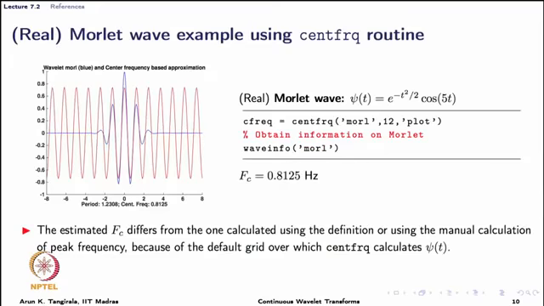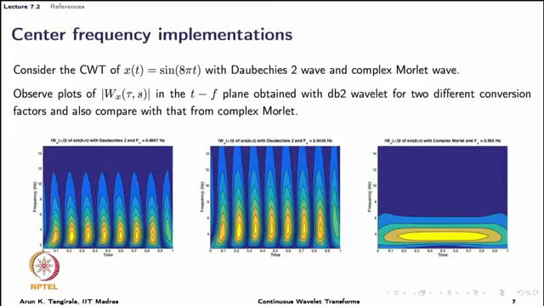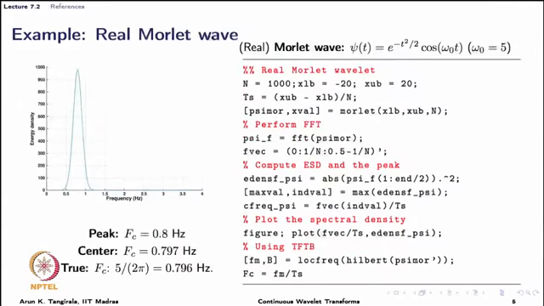Whereas here the CENTFRQ calculates it to be 0.8125. Earlier when we calculated the peak frequency, we had 0.8 hertz. The CENTFRQ also calculates the peak frequency, but why does it return 0.8125? The answer is because it computes over a shorter interval, that is, it computes the Morlet wave over this interval -8 to 8, whereas here we computed it over -20 to 20.